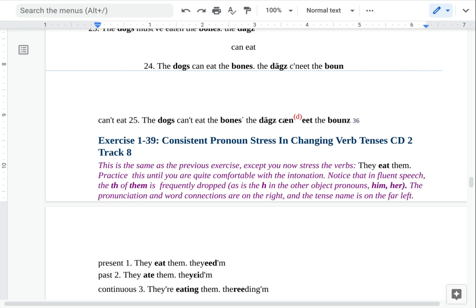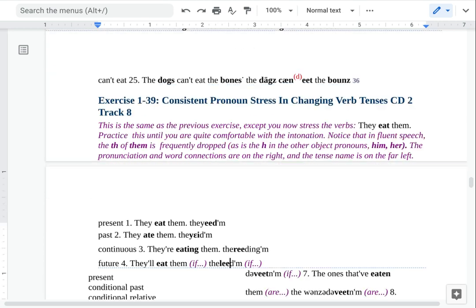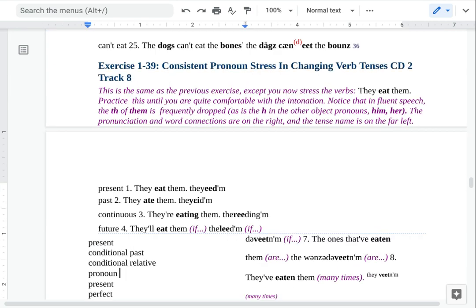11. They ought to eat 'em. 12. They should eat 'em. 13. They shouldn't eat 'em. 14. They should have eaten 'em. 15. They shouldn't have eaten 'em. 16. They could eat 'em. 17. They couldn't eat 'em.